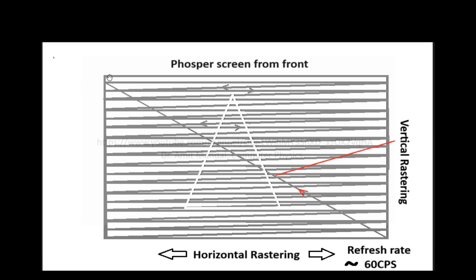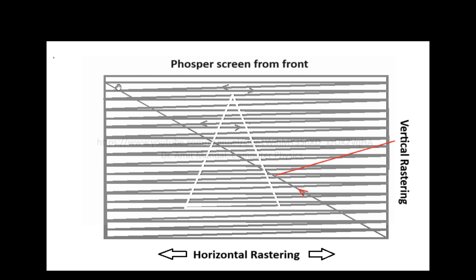And this rastering action, meaning to and fro and up and down, can happen with a frequency of 60 cycles per second. It means this entire cycle completes in 1/60th of a second. And this zigzag fashion in the horizontal direction is called horizontal rastering. And then after reaching the end point, coming back to the initial point is called vertical rastering. Okay, so you can see an image of a white triangle is formed by this section.